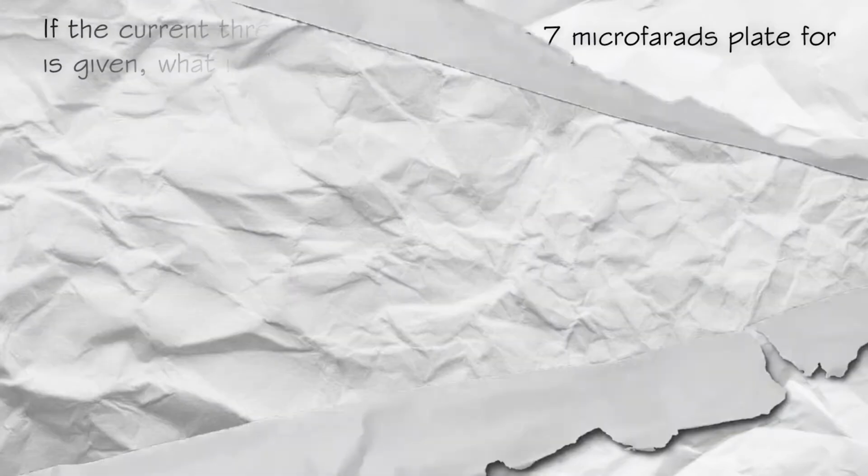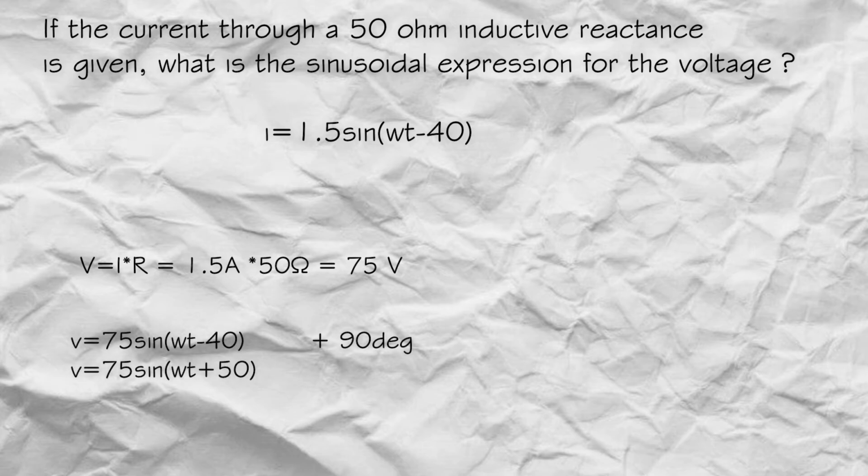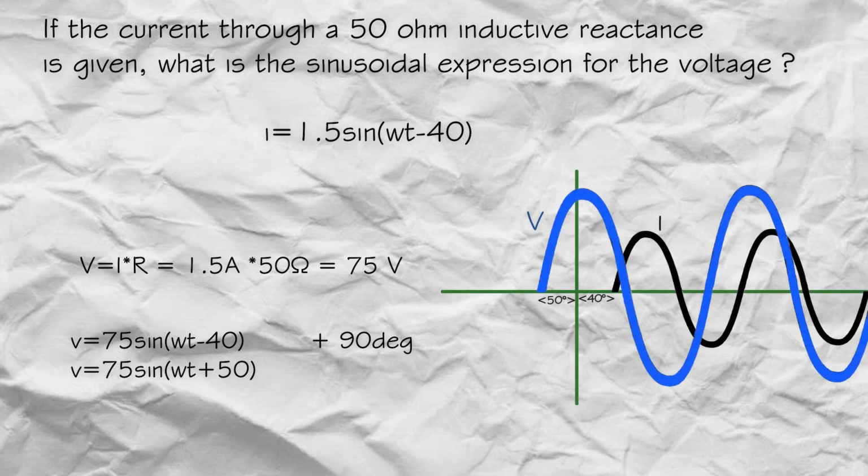In the second example, we are asked to draw the waveform of the voltage counterpart to an inductive current equation. To solve this, we first use Ohm's law to convert the current to voltage. We then shift our voltage waveform by 90 degrees, since current lags behind voltage in inductive reactance. Plotting both equations gives us a graph which looks like this.